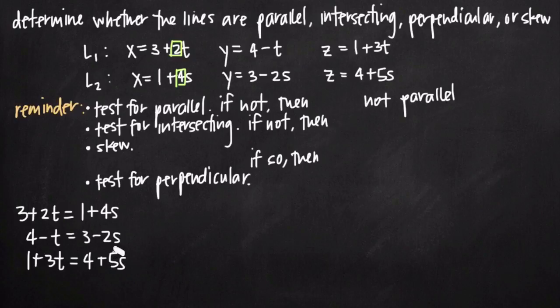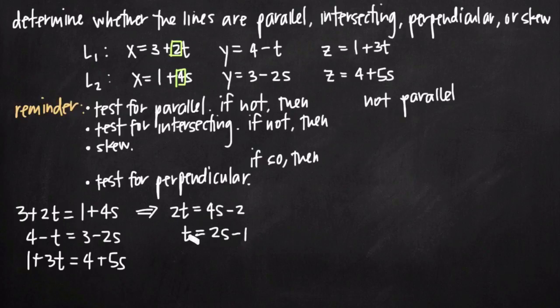Now, how are we going to solve this system of simultaneous equations? Well, the easiest way to do it is to take our first equation and solve it for one of our parameter values, either t or s. Let's take this one and solve it for t. The way that we're going to do that, we'll subtract 3 from both sides, and we'll get 2t is equal to 4s minus 2, because we get this 1 minus 3 is a negative 2. Then we'll divide both sides by 2, and we see that we get t is equal to 2s minus 1.